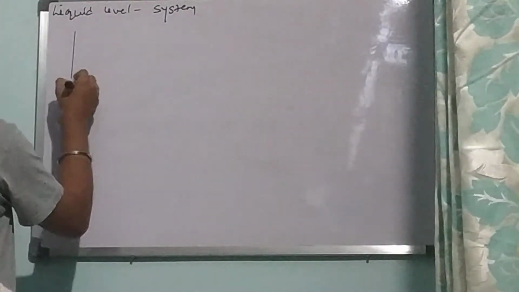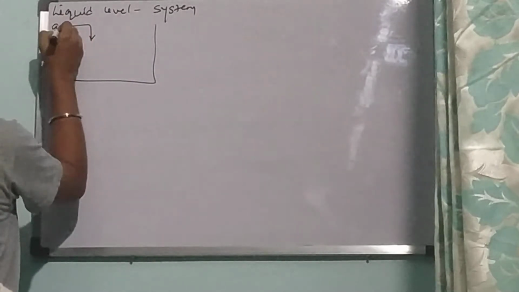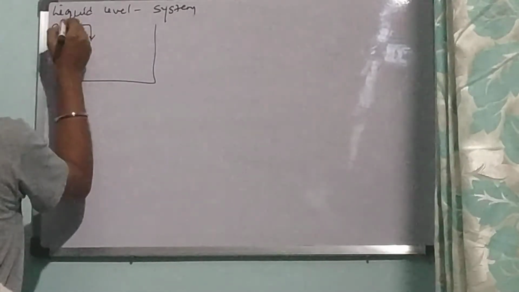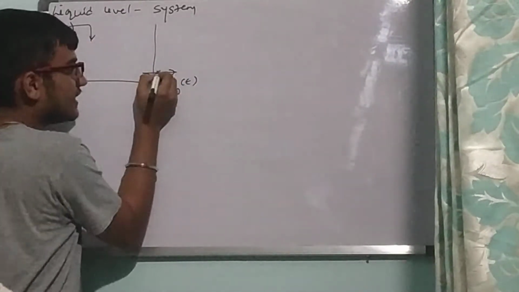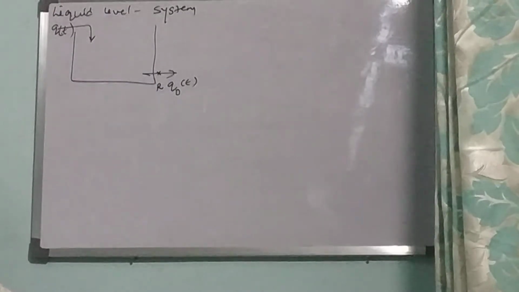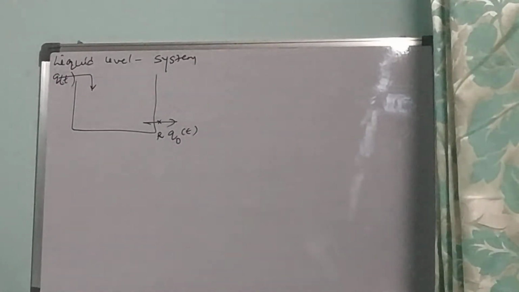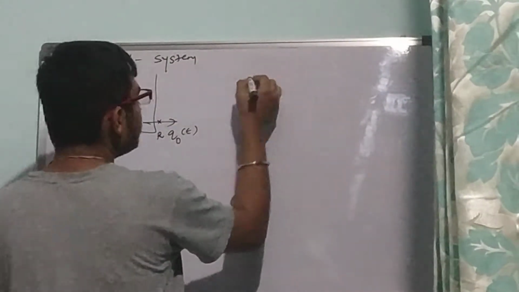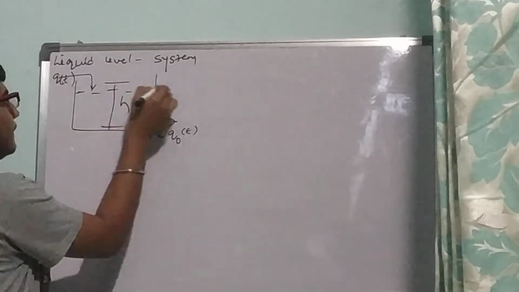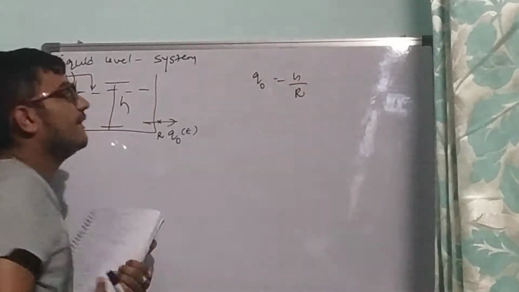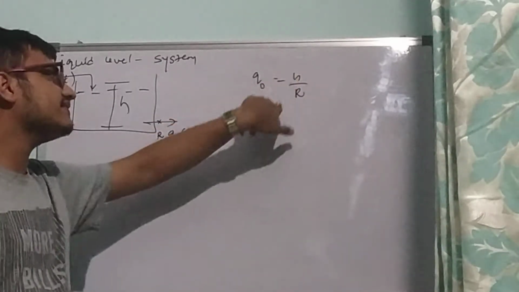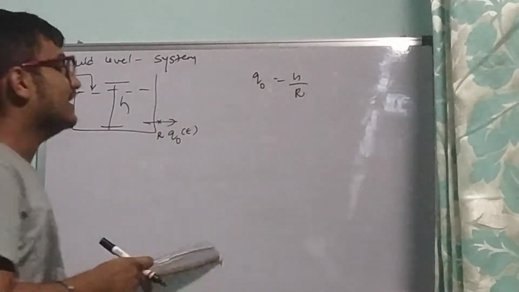Liquid level system is nothing but, consider a vessel where the inlet flow rate is given as Q(t), outlet flow rate Q0(t), and it has a certain resistance R. So there is a relation between the height of the tank filled and the flow rate, given as Q0 is equal to H by R. A relation between volumetric flow rate and the height is given as Q0 is equal to H by R, where R is the resistance.